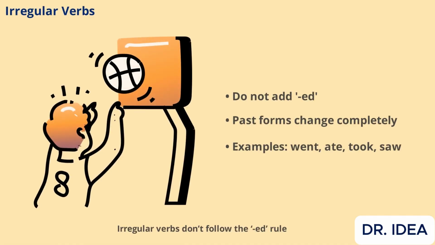Irregular verbs don't follow the "ed" rule. Their past forms change completely and you have to memorize them. For example, go becomes went, eat becomes ate, take becomes took, and see becomes saw. There's no simple pattern, so practice and repetition are key. Irregular verbs are common in English, so it's important to get familiar with them.